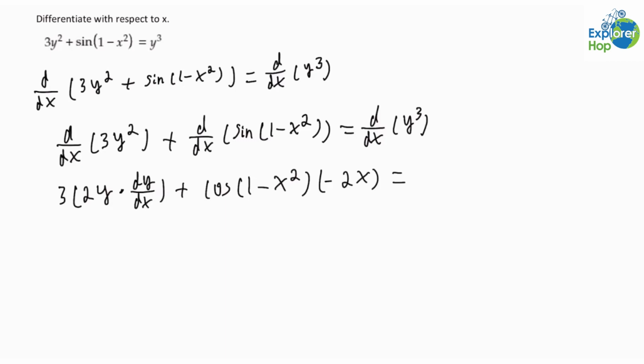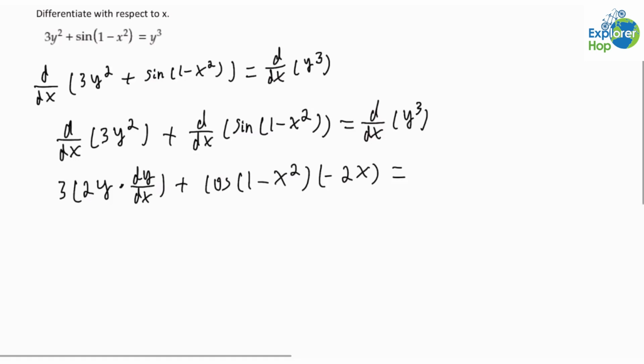And the derivative of y cubed, using the chain rule, is equal to the derivative of y cubed with respect to y. So that's equal to 3 times y squared, using the power rule, times the derivative of y with respect to x. So dy over dx.